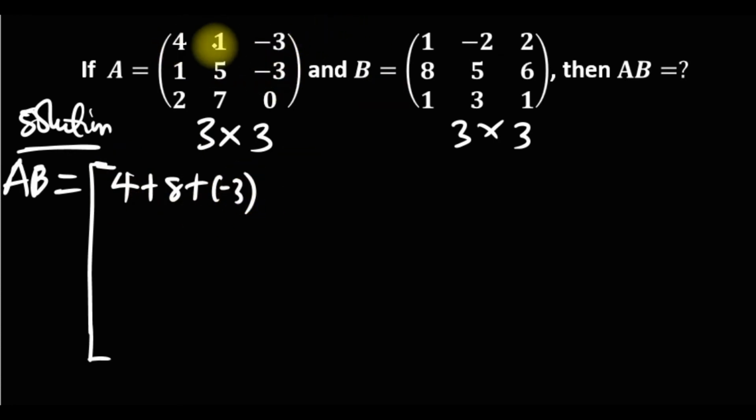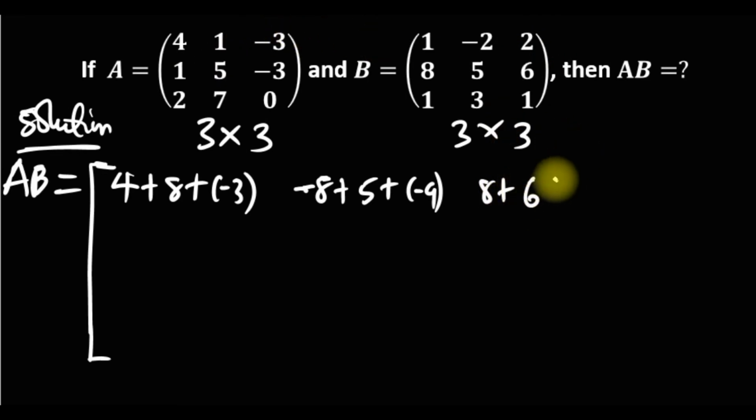So again, we start 4 times minus 2 is minus 8. 1 times 5 is 5. Minus 3 times 3 is minus 9. So we are done. So the third column, 4 times 2 is 8. Plus 1 times 6 is 6. Plus minus 3 times 1 is minus 3. So we are done. This just gives us the elements of the first row.